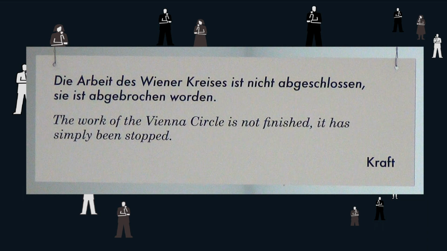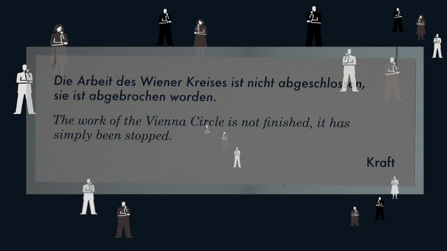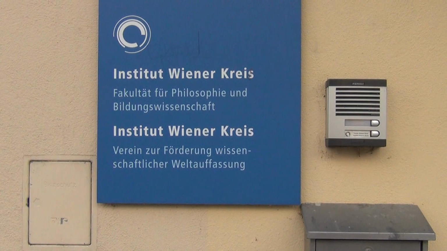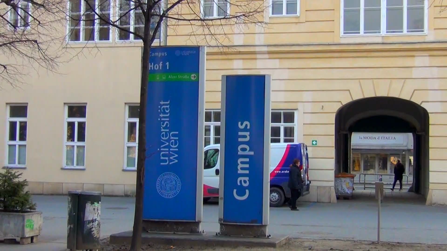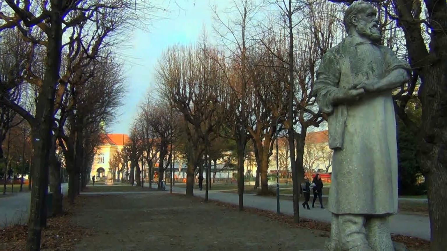To continue the development of the Vienna Circle's intellectual heritage, the Institute Vienna Circle was founded in 1991. Since 2011, it became a subunit of the Faculty of Philosophy and Education at the University of Vienna.